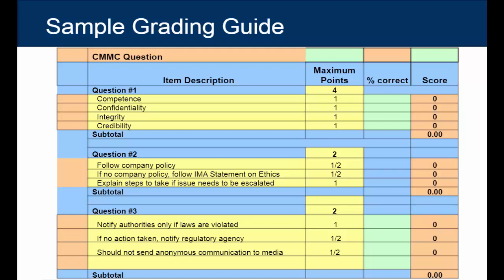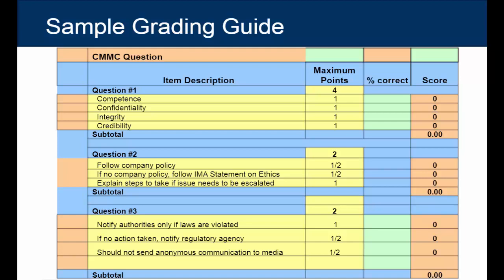For question number 2, the items that need to be mentioned are described as follows: follow company policy, follow IMA statement on ethics, and explain steps to take if issues need to be escalated. Both points for question 3 will be received by notifying authorities if laws are broken, notifying the regulatory agency, and not sending anonymous communication to the media.